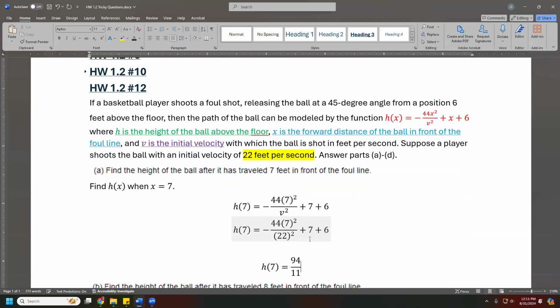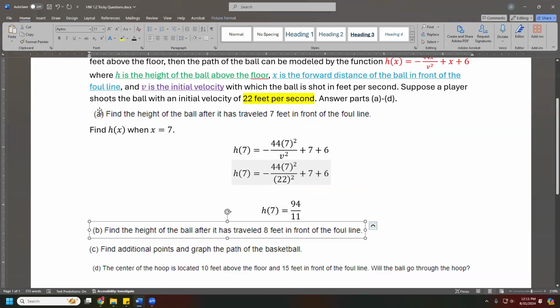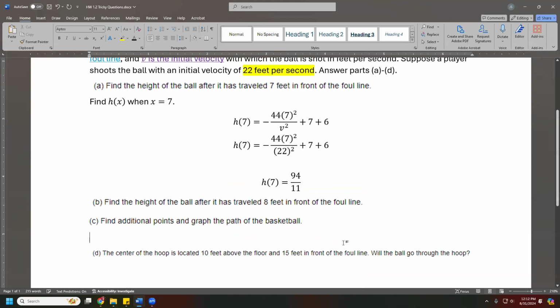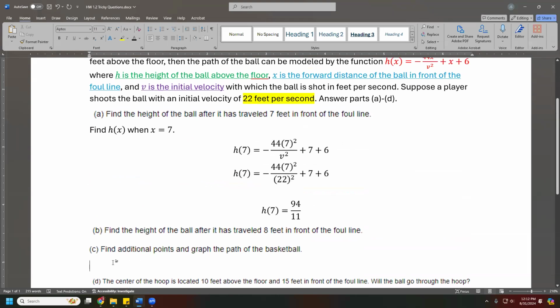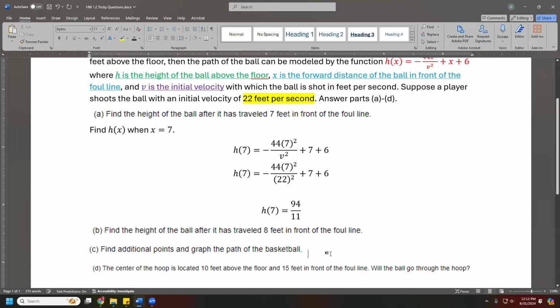So you'll notice part B is a remix of part A. The only difference is I need to plug in 8 instead of 7. So I'm going to go ahead and skip over this part for right now because it's going to be the exact same process, except I'm going to have an 8 instead of a 7. So we will do this. Find additional points and graph the path of the basketball.